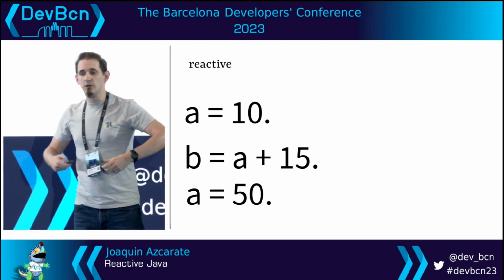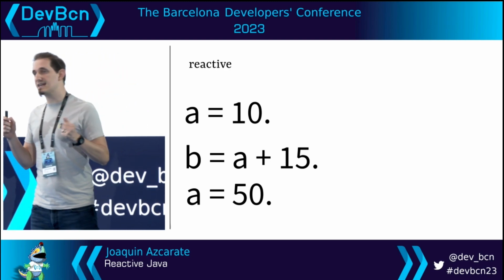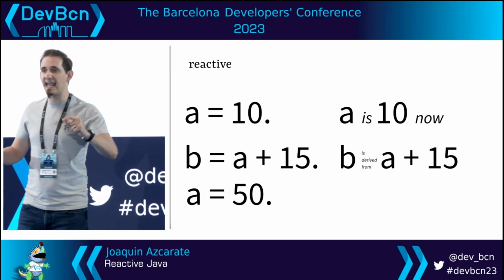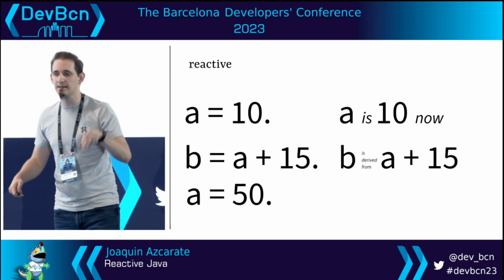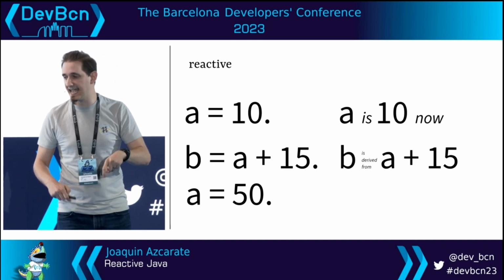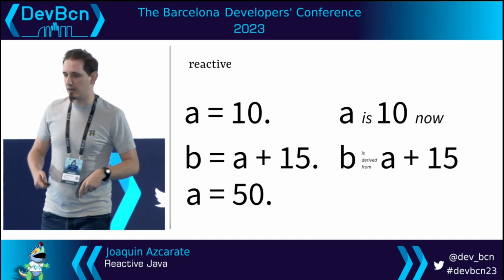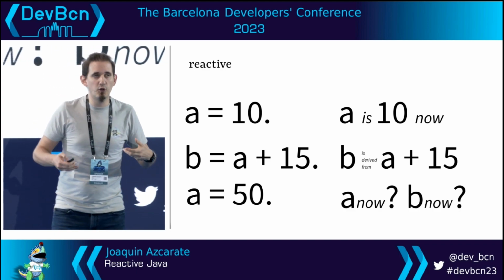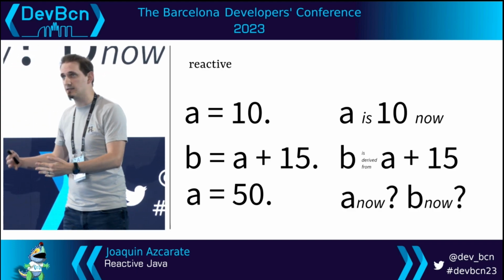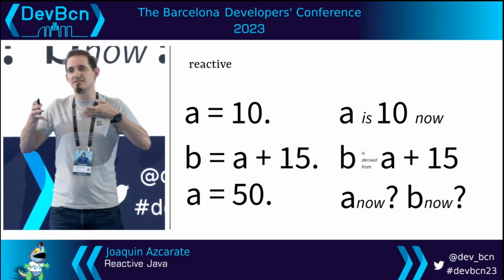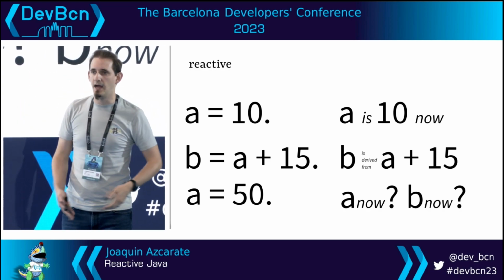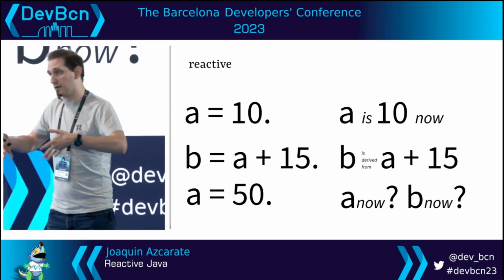With that in mind, reactive programming means when we assign A to 10, we mean that A is 10 now, and that B will be A plus 10 whenever, right? We can ask, what is A's value now? And we would get 10. And we could ask, after setting A to 50, what is A's value now? And we would get 50. And B's value would be 60.